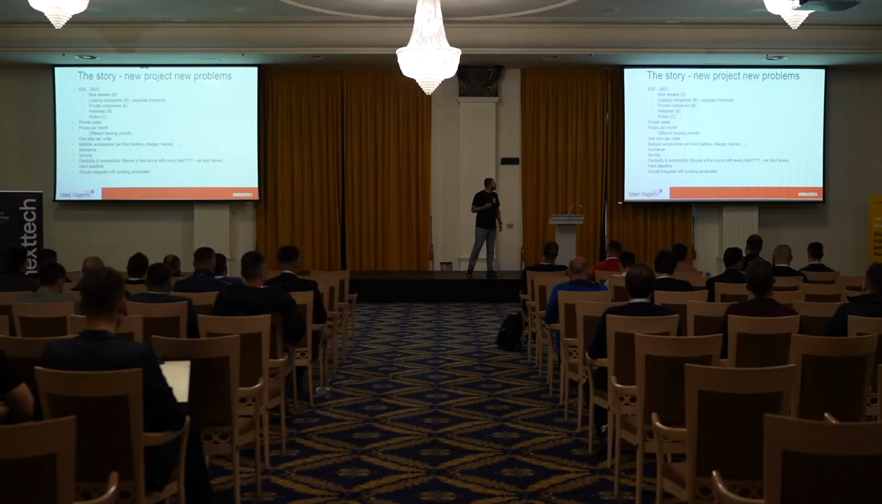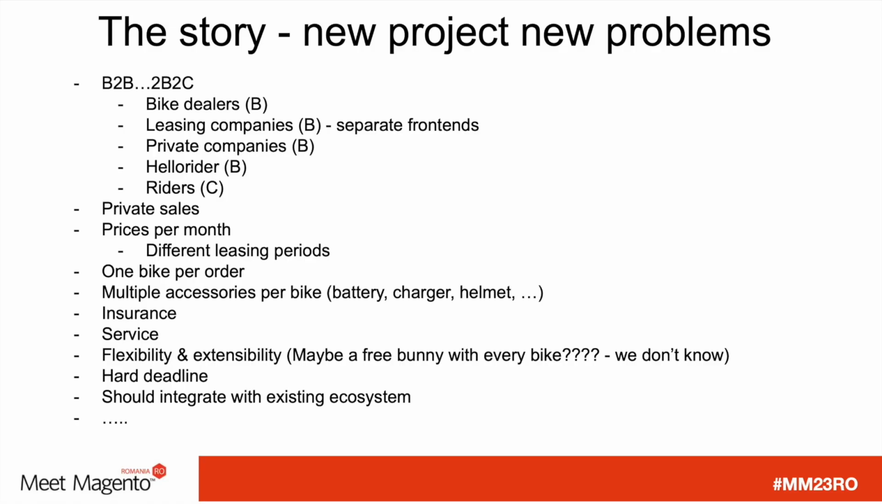So, new project, new problems. This was supposed to be B2B, a lot of Bs in there, and to C. And it had to have private sales, prices per month, and prices per different leasing periods, because if you buy a bike for 48 months, the price is going to be cheaper than for 36 months, and so on.